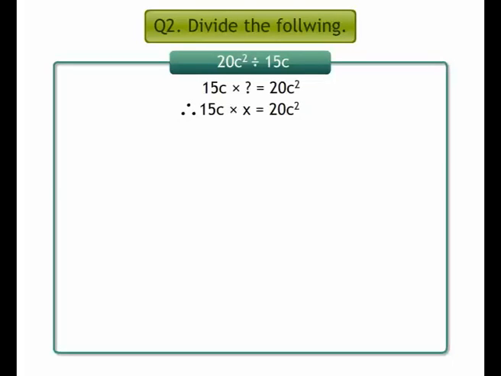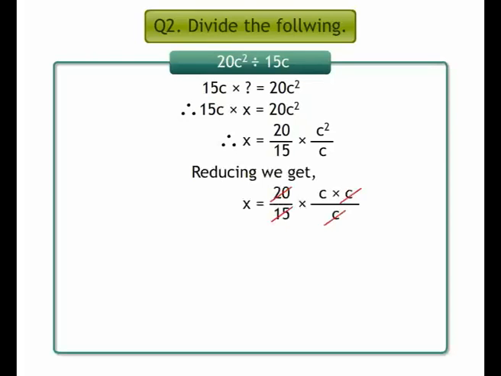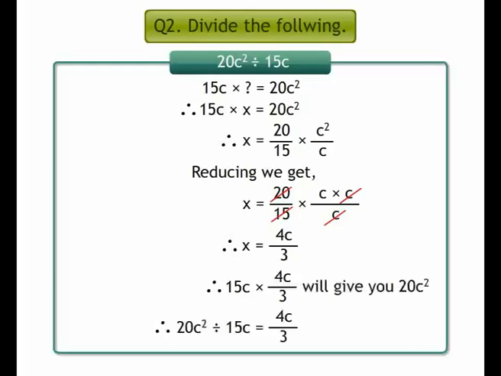That means we separate 20c square into two parts, that is, 20 and c square. Similarly, separating 15c into two parts, that is, 15 and c. Therefore, x is equal to 20 divided by 15 into c squared divided by c. Therefore, reducing we get, x is equal to 4c divided by 3. Therefore, 15c when multiplied by 4c upon 3 will give you 20c square. Therefore, 20c square divided by 15c is equal to 4c upon 3.